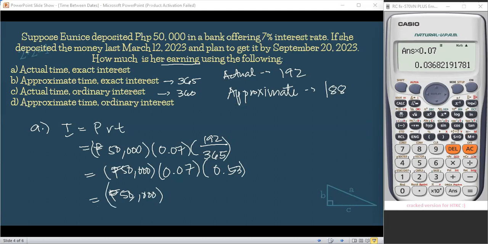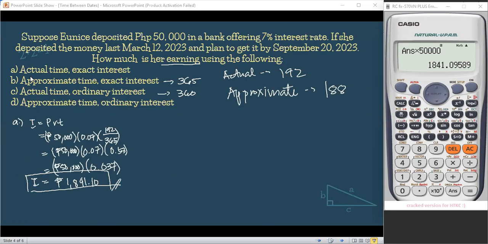50,000 times 0.037 times 50,000 we have 1,841.10 approximately. So at saka lang po tayo magkakaroon ng rounding off kapag nasa final answer na po tayo. So our answer now is 1,841.10. This is our final answer.